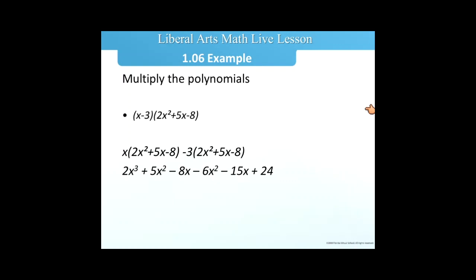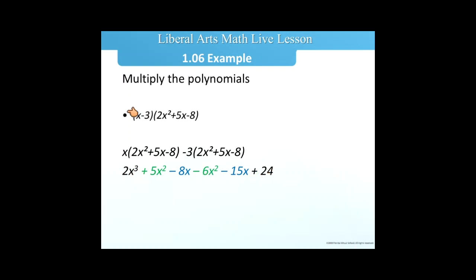So now we get 2x to the third plus 5x squared minus 8x minus 6x squared minus 15x plus 24. Now that we've multiplied everything together, we want to check to see if we have any like terms. Remember, after you multiply, check for like terms. Notice we have a 5x squared and a negative 6x squared, then a negative 8x and a minus 15x. So we want to combine those two. 2x to the third doesn't have a like term, and neither does 24.